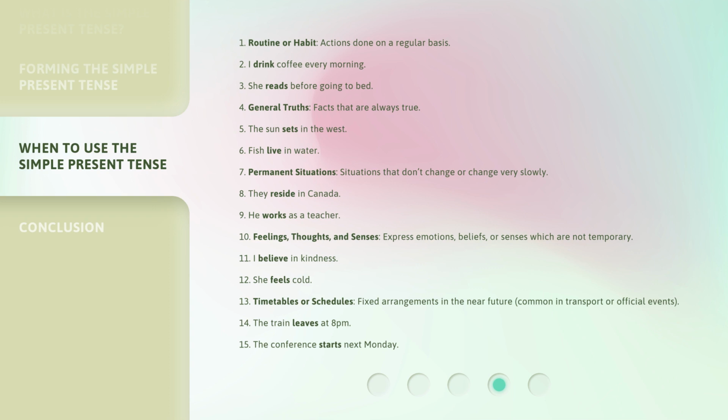3. Permanent situations. Situations that don't change or change very slowly. They reside in Canada. He works as a teacher. 4. Feelings, thoughts, and senses. Express emotions, beliefs, or senses which are not temporary. I believe in kindness. She feels cold.